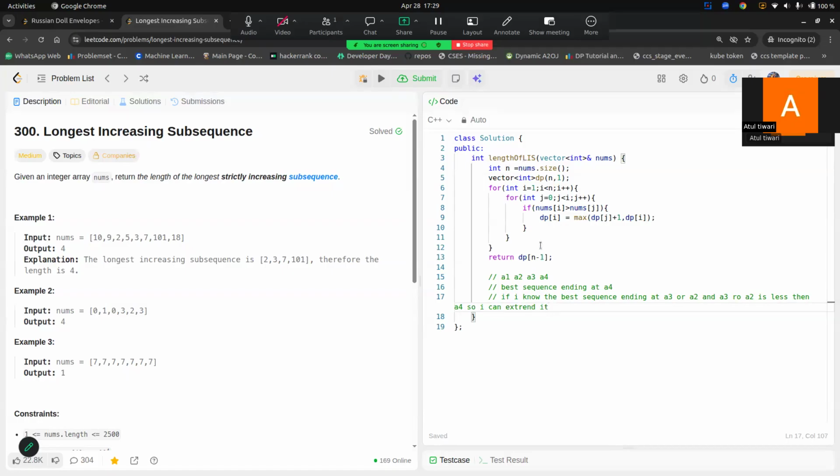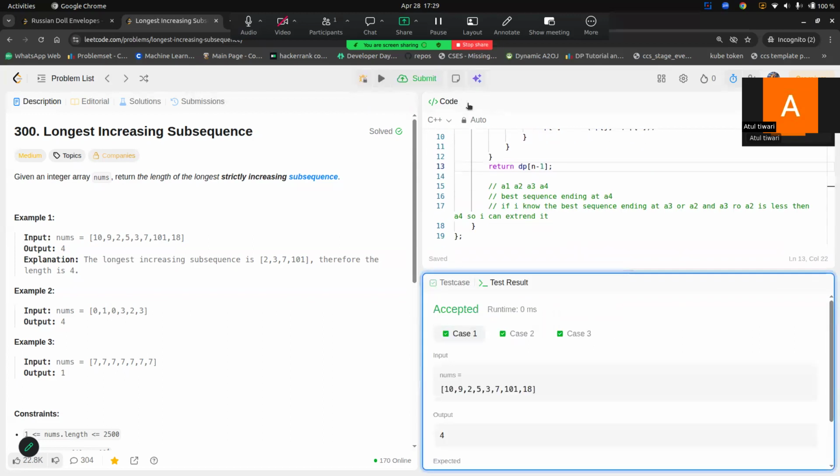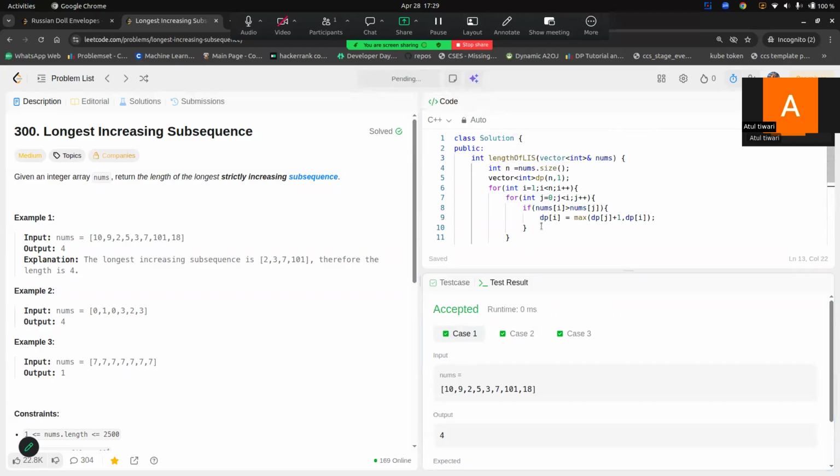Sorry, it should be dp of n minus 1 only. Let's run it, because we need the last index. So this is the O(n squared) solution, right?